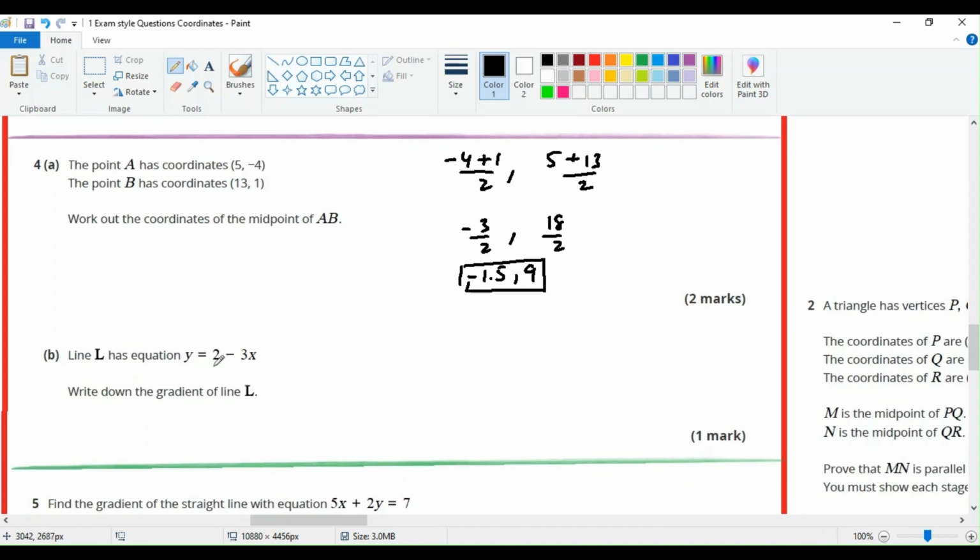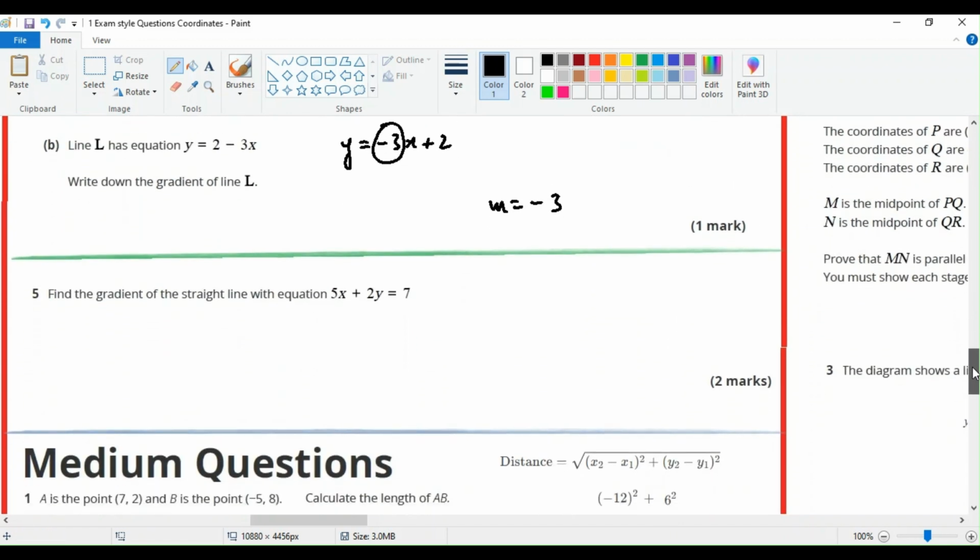Now line L has equation this. Write down the gradient. That means we need to find out in terms of y equals mx plus c. So y equals negative 3x plus 2. So the gradient of this line is negative 3. So m is equal to negative 3. Moving on to the next question.